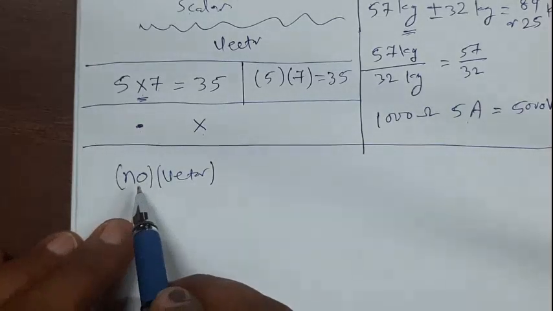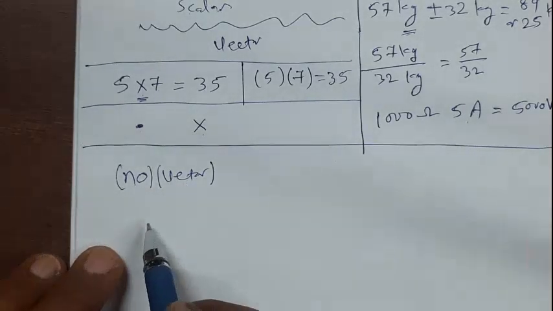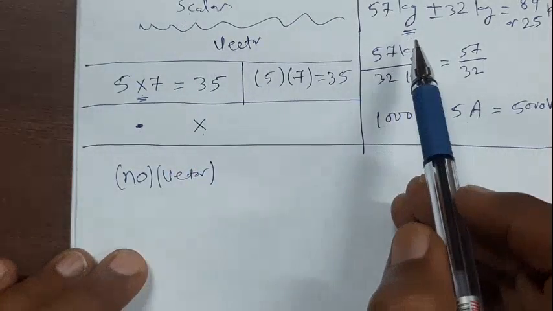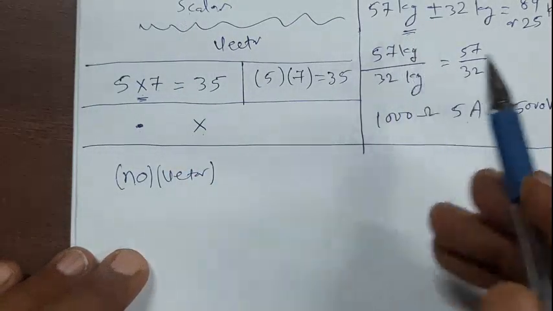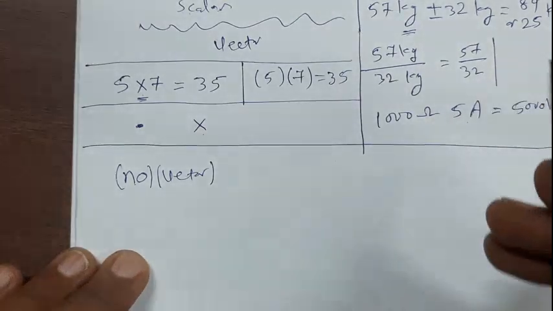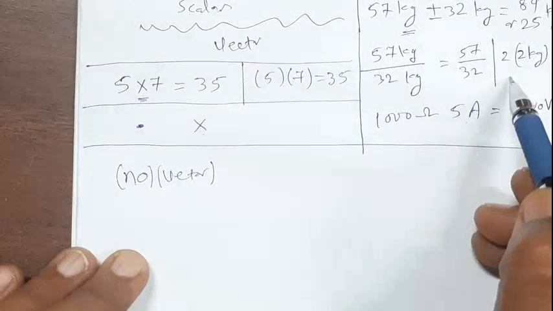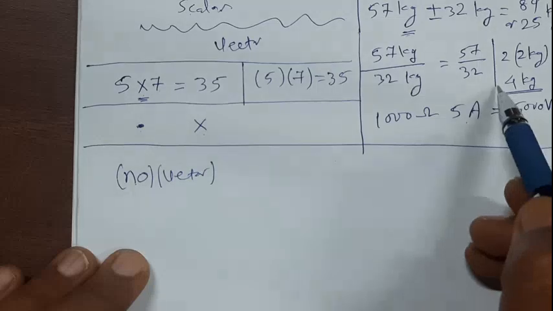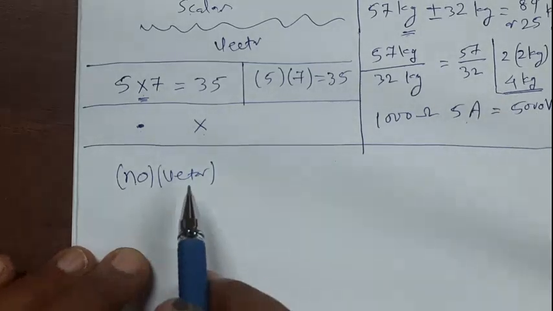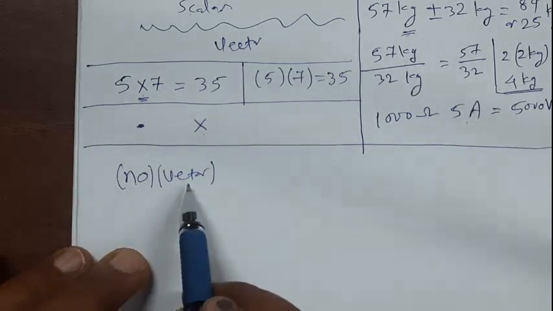Now, what is possible? Number into vector. Obviously, number into scalar we have already done. Suppose there is 2 kg and I have to repeat this 2 times, then 2 into 2 kg, I can say that it is 4 kg. And we are aware of that. But number into vector we will have to discuss.